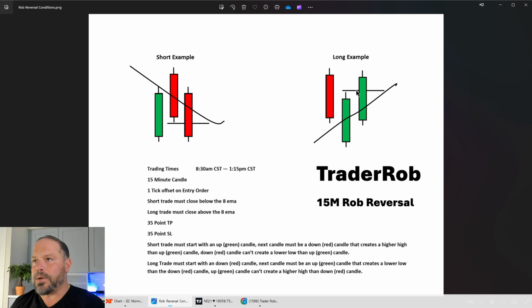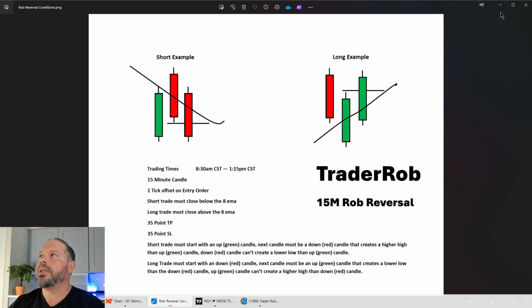That's how I like to trade. That's how I trade my oil, my gold strategy, and the 15-minute Rob reversal. This avoids overtrading. It avoids revenge trading. If the setup's there, take it. If the setup's not there, you don't take it. It's that simple.